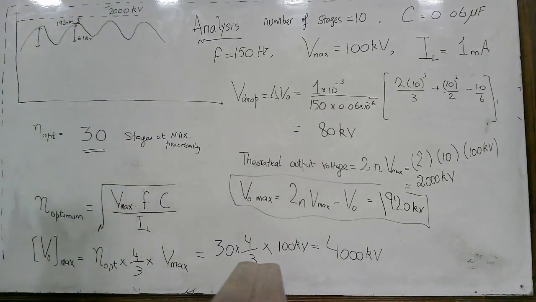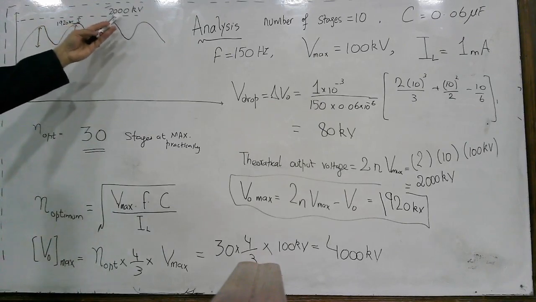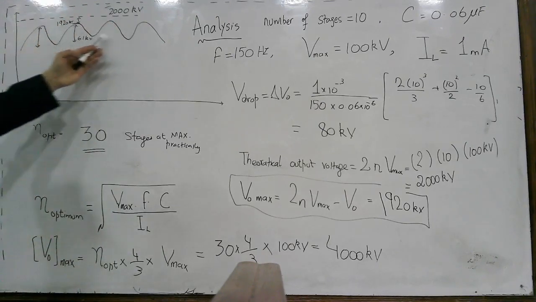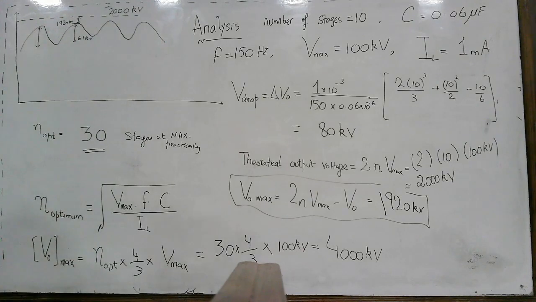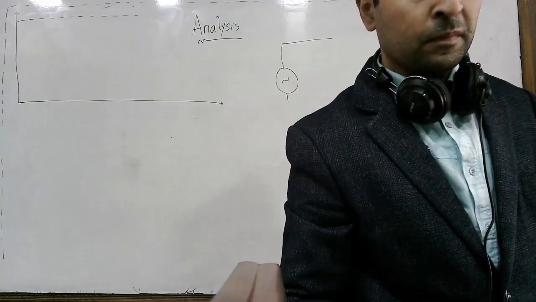So here we have discussed the analysis of a Cockcroft-Walton multiplier circuit. We have seen the voltage drop, the theoretical maximum value, the mean value, and the voltage ripple. I have here another practical example of the Cockcroft-Walton multiplier circuit, at 50 hertz frequency with an input voltage of 220 volts. Let's discuss that as well.